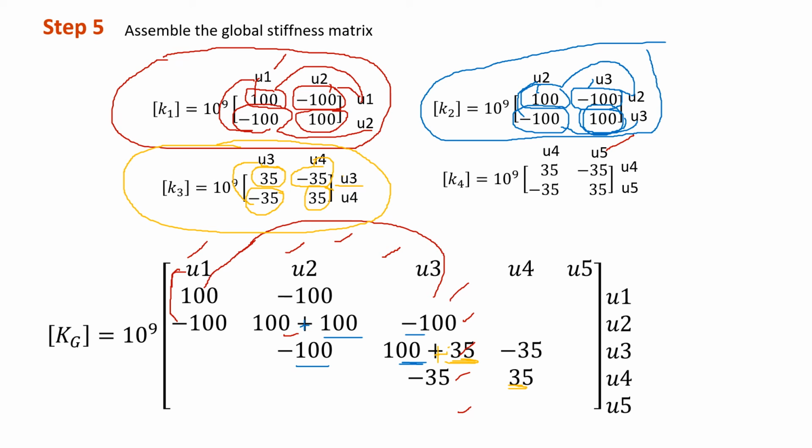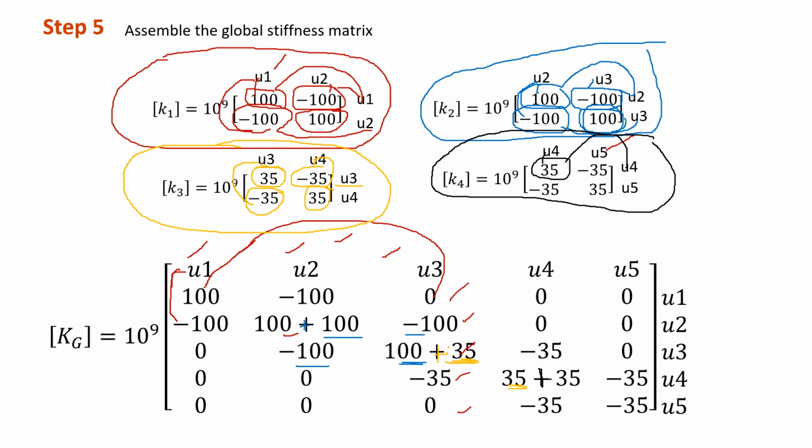Okay, and for the last matrix, we have K4. It starts with U4, U4. Check U4, U4. Okay, U4, U4 is 35, so you should have a plus here. Plus 35.